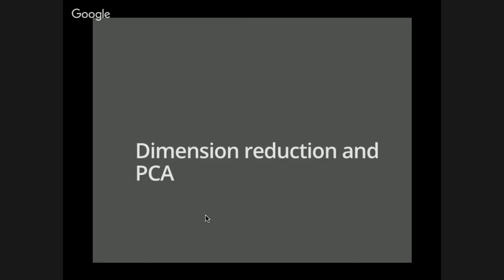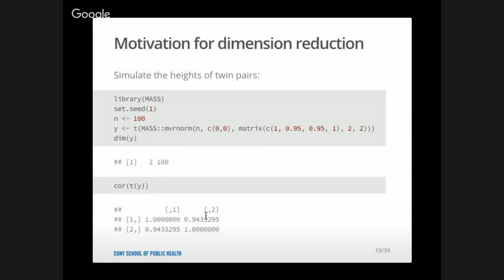So let's apply these ideas of distance for some real exploratory data analysis by dimension reduction in PCA. Just by way of motivation, because this is a very intuitive example, we're going to simulate a set of weights of twin pairs. So in this synthetic data set, we have 100 pairs of twins for a total of 200 people, and we've measured the weight of each of them.